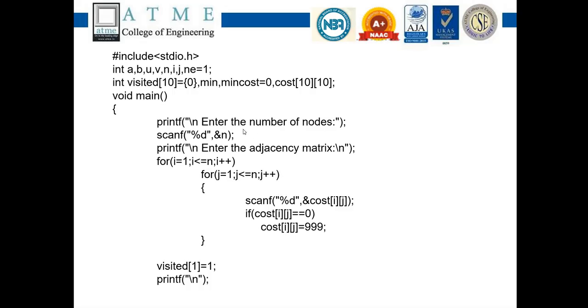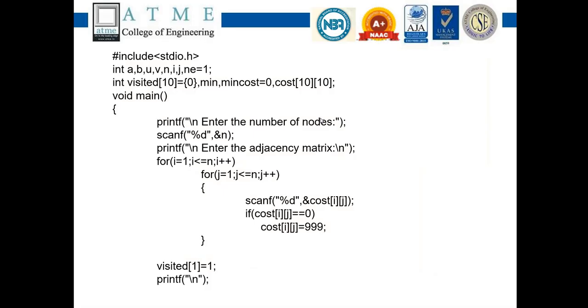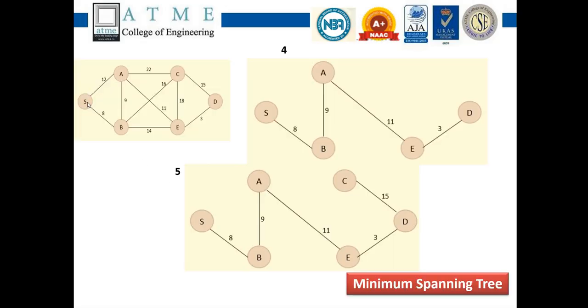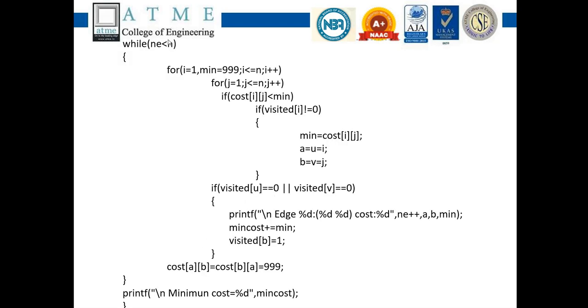First we have to enter the number of nodes. In the previous example, if I consider how many nodes we have, 4 plus 2, 6 nodes we have. We will specify the 6 nodes. Then an adjacency matrix or a cost matrix we have to enter. Then we have to initialize the first node. Here, the first node is the source node. We have made it as 1, so that particular node has already been visited. Now we have to calculate for all the other nodes other than the source node.